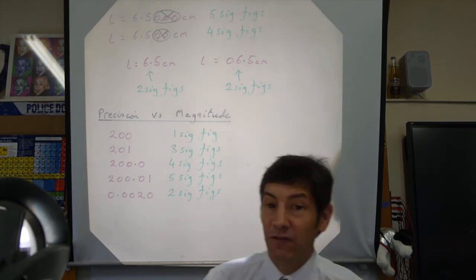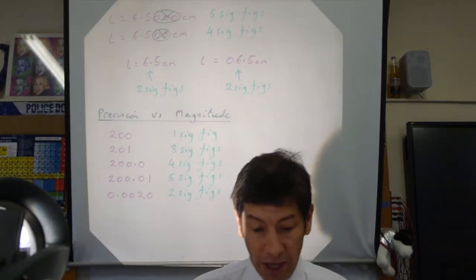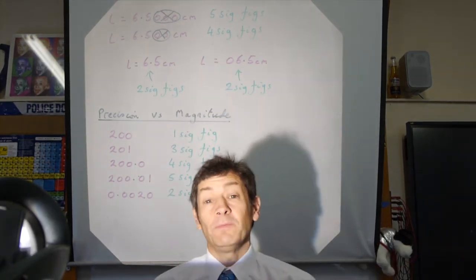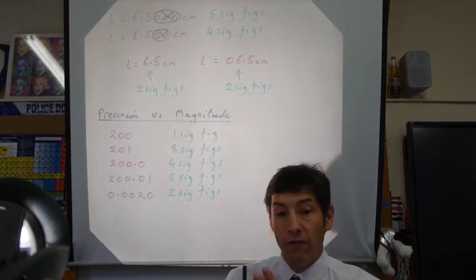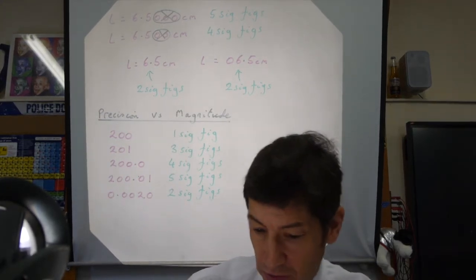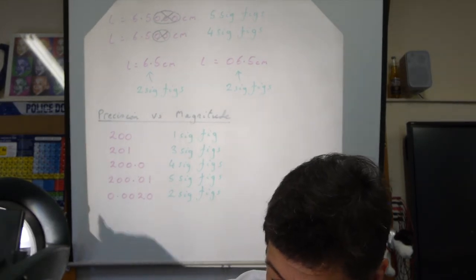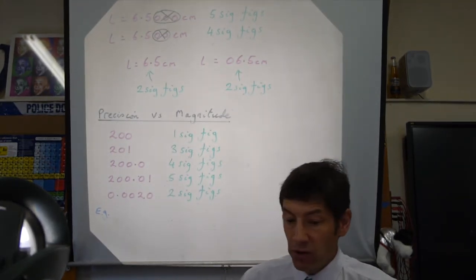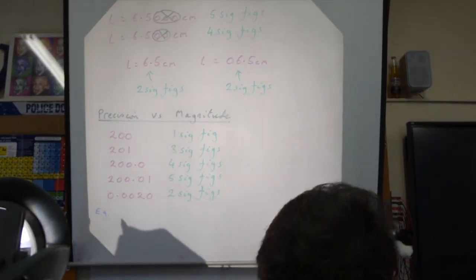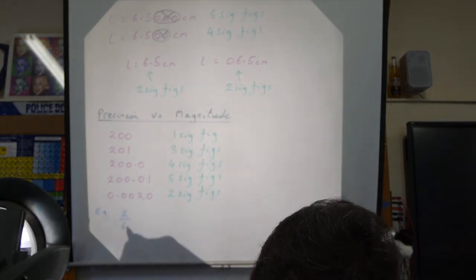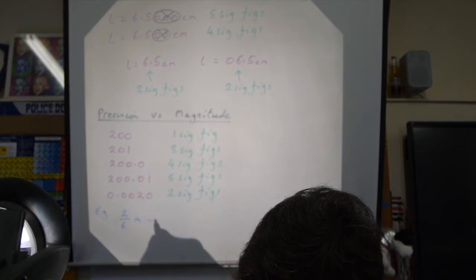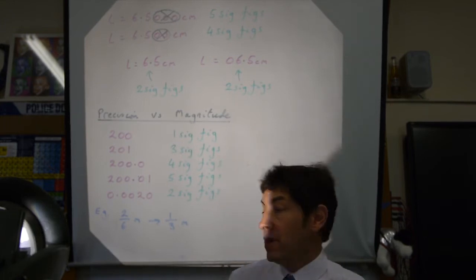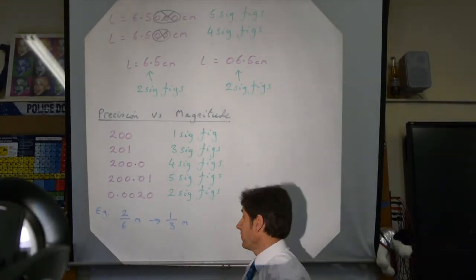But just before I finish on this one, there's one other little bit I'd like to do. Students of mine who are highly mathematical are very happy to write answers down like this. So they might write down, for example, an answer like 2/6 meters, or they might go to 1/3 of a meter. Now, I've got to be really careful what I say here.